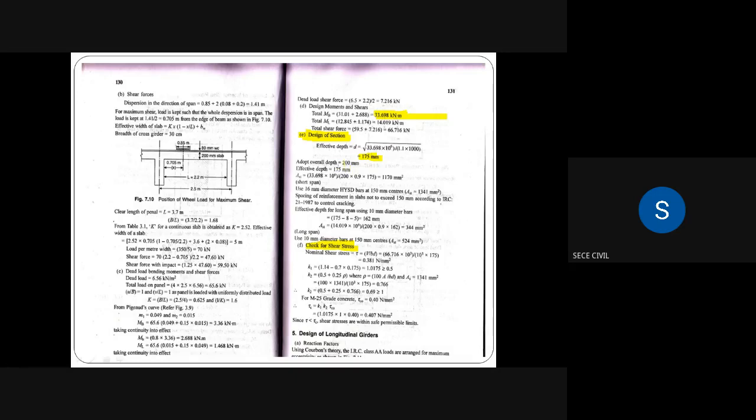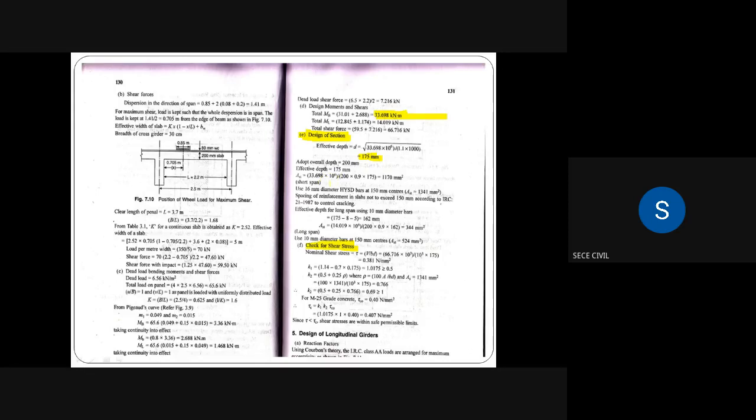So overall depth is 200 mm, so effective depth is 175 mm. Therefore the clear cover is 25 mm. Okay, so AST calculation: M divided by AST is equal to M divided by 200, where 200 is the overall depth of the deck slab, plus Q b or d. Effective depth also will come.